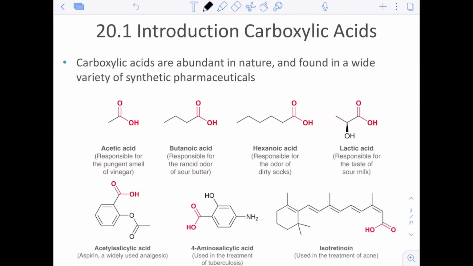Now, just as an introduction to the carboxylic acid, we see that they are very abundant in nature and they can be found in a wide variety of synthetic pharmaceuticals. Acetic acid, butanoic acid, all the way down to acetylsalicylic acid, which is aspirin. So looking at all of these carboxylic acids, we see them not only used in nature, but also in pharmacy.